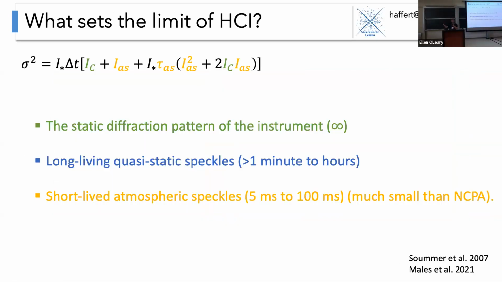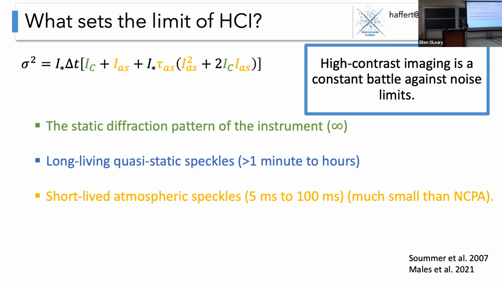So if you remove the quasi-static speckles, what's the next limit that you hit? Well, it's the atmospheric speckles again. So they're back. And that's one of the things that we're reaching in high contrast imaging, that it's constantly this battle against noise limits. You remove one noise limit, then another thing becomes a new noise limit. And we are constantly just switching around, figuring out what's our new noise.